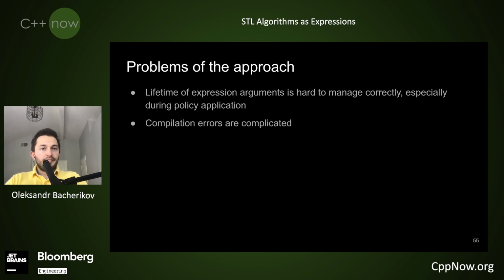So all of this is a work in progress and design experiments. There are still a lot of problems and unanswered questions. The main ones are that the lifetime of expression arguments is hard to manage correctly, especially during the policy application process. Also, compilation errors are quite complicated so far. Currently I was trying to implement better support for high-level functions, and Clang gives me totally useless errors and doesn't give any idea where the actual problem is.